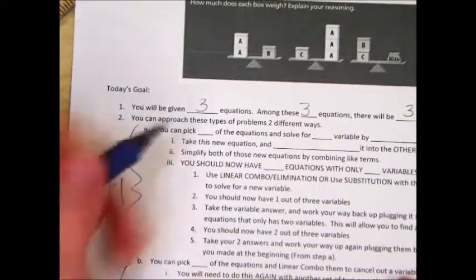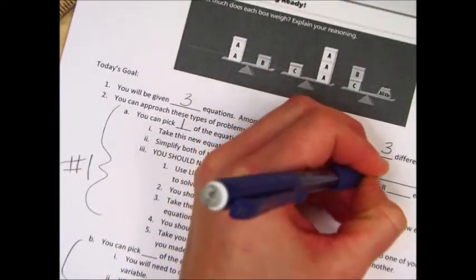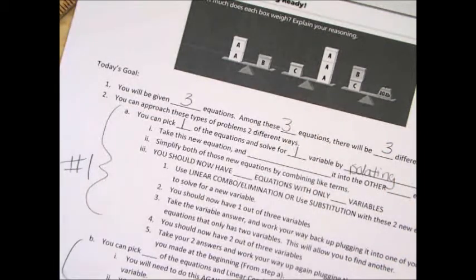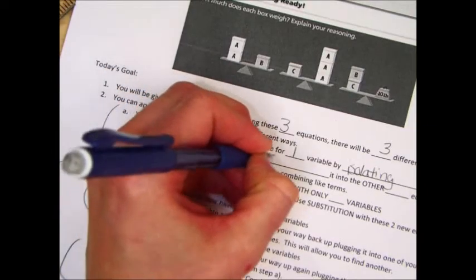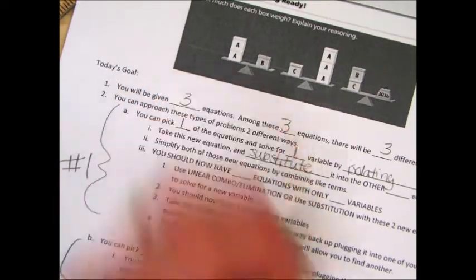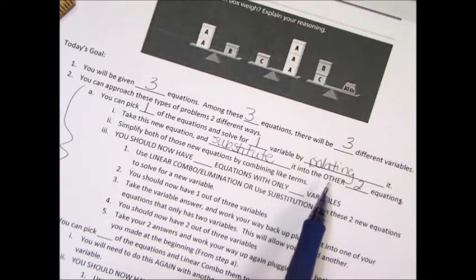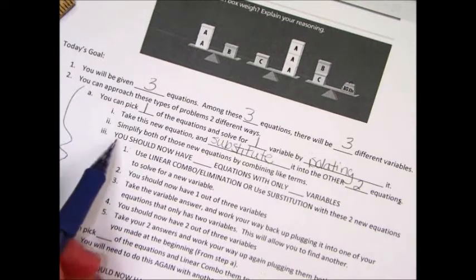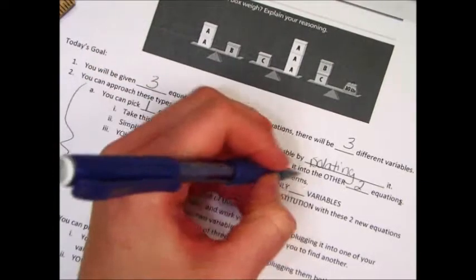Here's option 1. You can pick one of the equations and solve for one variable by isolating it. Take this new equation that you just made and substitute it into the other two equations. Notice I capitalized the other and made equations plural, so you're going to plug it into the two others. You will simplify both of the new equations and combine your like terms. You should now have two equations with only two variables.